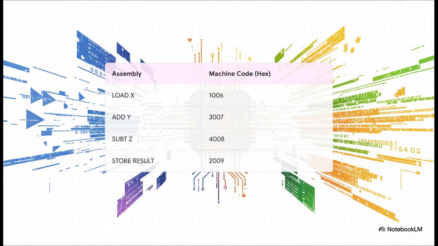And this is it. This is machine code. This is the processor's native tongue. Every single one of those assembly commands corresponds to a unique number. So load x just becomes 1006. Add y is 3707. This is what the computer actually sees. Just a long stream of numbers telling it exactly what to do and where to find the data it needs. All the amazing complexity of your software, it all boils down to simple numeric codes just like these.